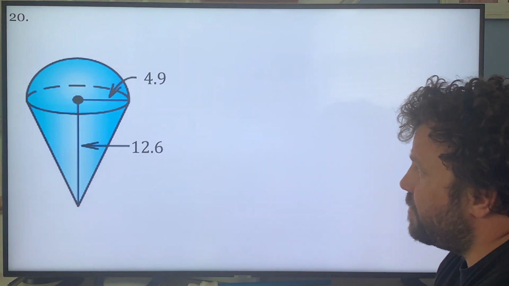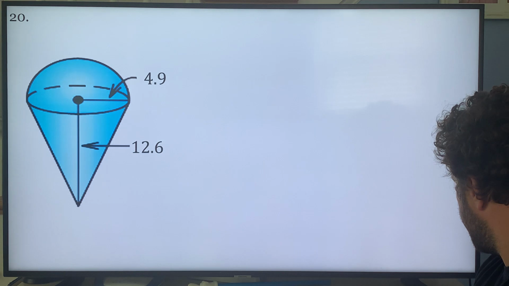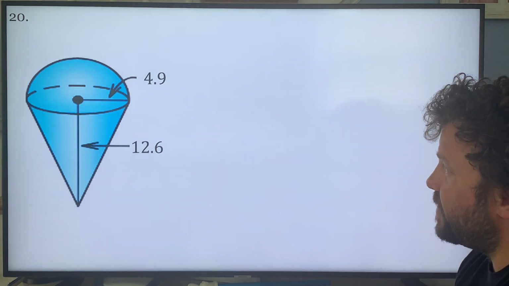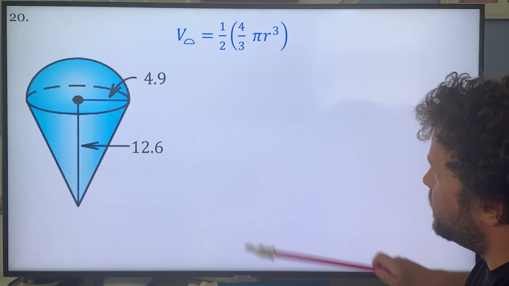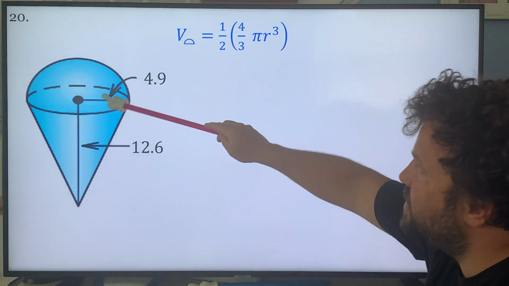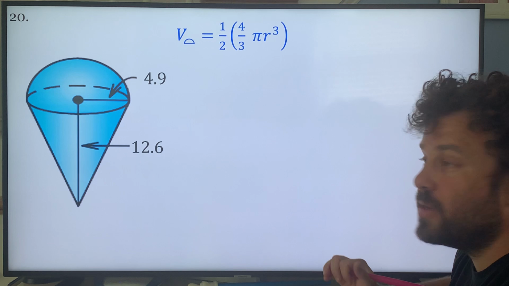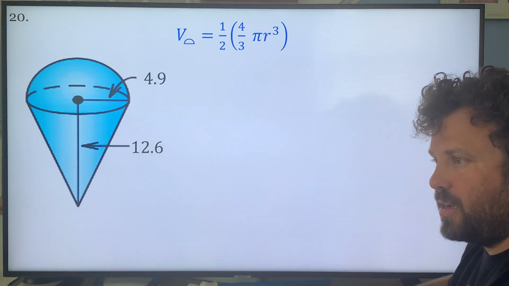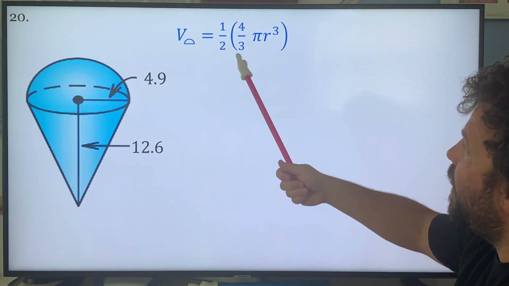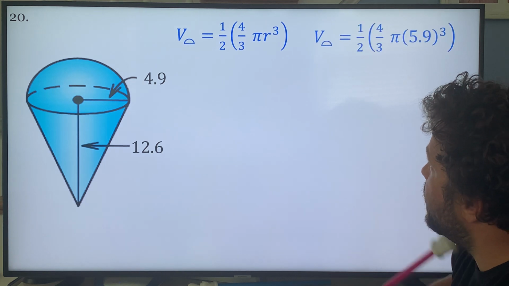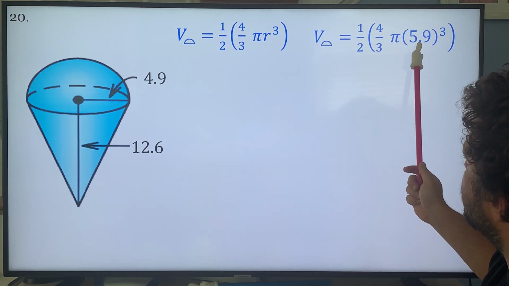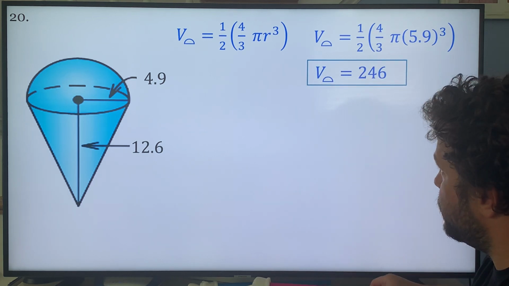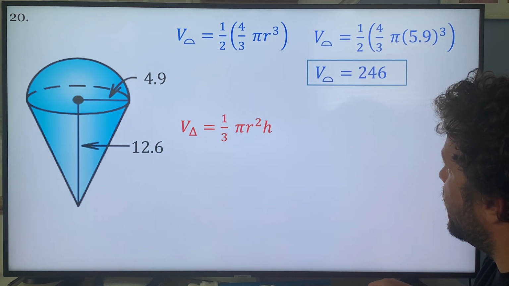All right, ice cream cone. You guys like these, right? I like ice cream cones. All right, volume of a hemisphere. That's half a sphere. Sphere is 4/3 pi r cubed. This is half, so it's half of 4/3 pi r cubed. Just did that less than 24 hours ago. 1/2 of 4/3 pi, radius is 4.9. Oh, I don't know why this is 5.9. So it's 246. All right, volume 1/3.